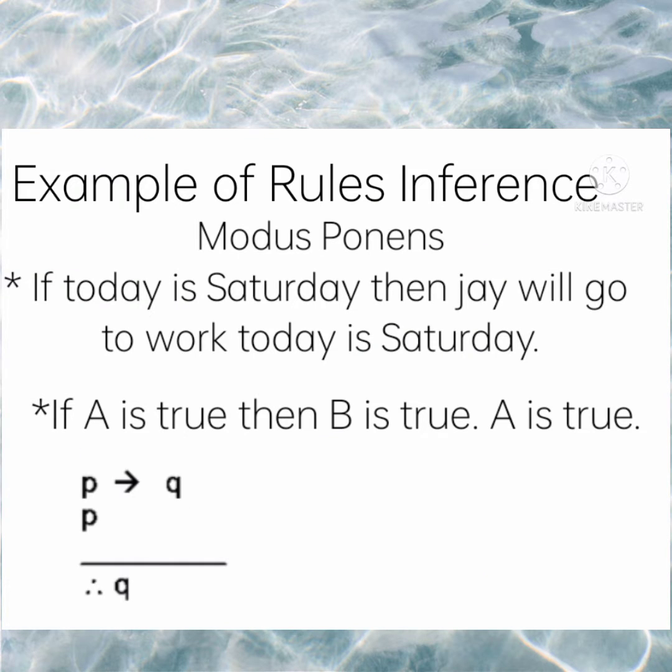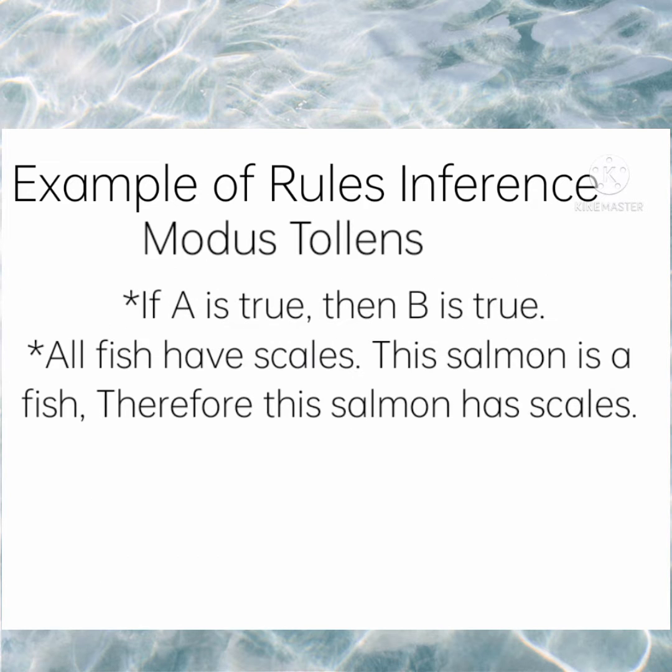Example of rules of inference. Modus ponens: if today is Saturday, then J will go to work. Today is Saturday. Another: if A is true, then B is true. A is true. Example of inference modus tollens: if A is true, then B is true. Another: all fish have scales. The salmon is a fish.